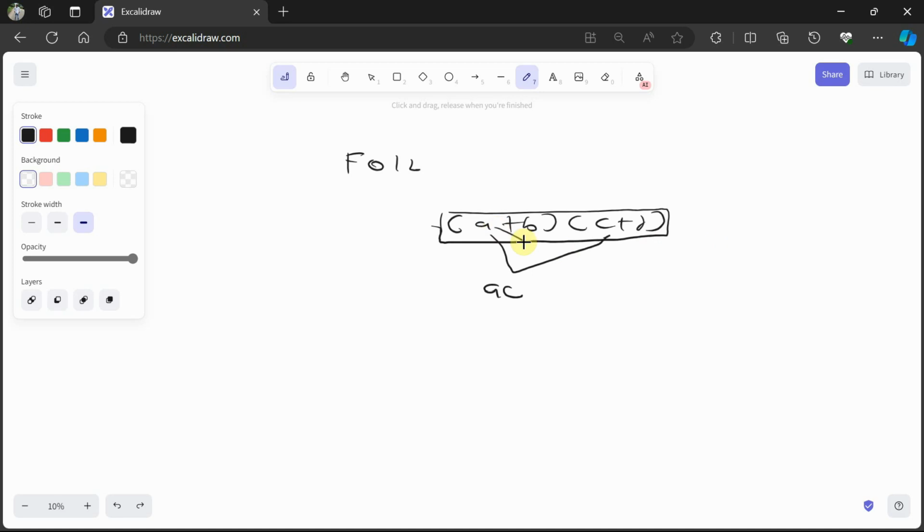So this is A and D. So this is AD. Then I'll multiply the guys that are inside. These are the guys that are inside, the B and C. B and C are the ones inside. This will give me BC.